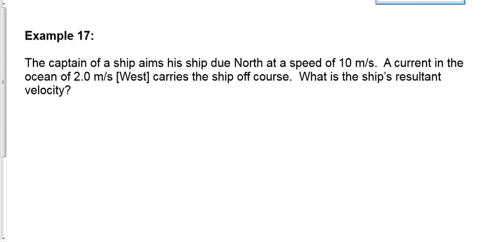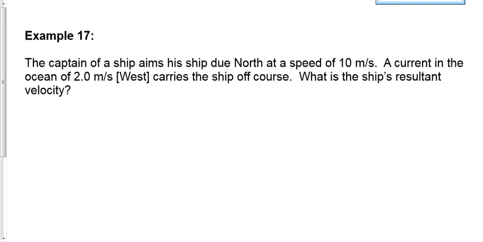Let's do one example here, guys. One relatively straightforward example. Captain of a ship aims his ship north at a speed of 10 meters per second. Current in the ocean is to the west that's carrying it off course. What's the ship's resultant velocity? So let's think about solid line and dotted line vectors here. What contributes to the motion? What is the motion? Captain of the ship aims his ship north at 10 meters per second. Do I draw that as a solid or a dotted line? Is that contributing to my motion, or is that my actual motion?